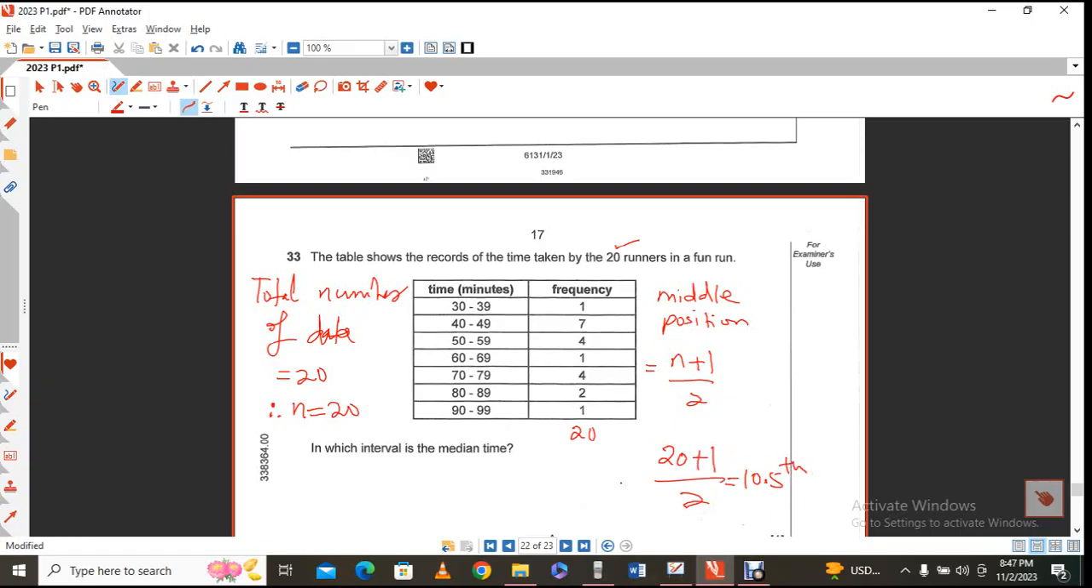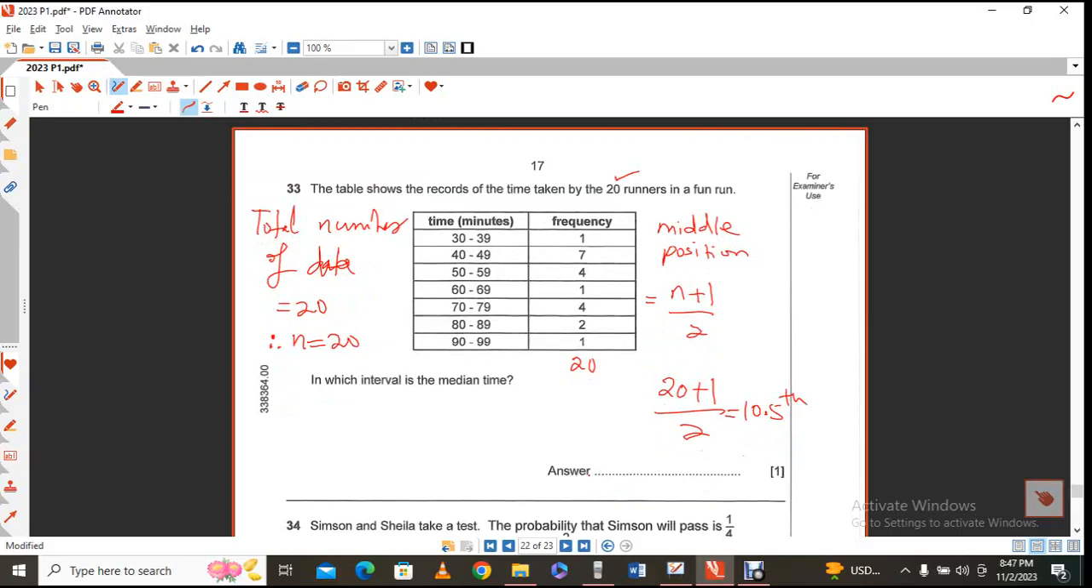So the median time, which is what we are supposed to find, is the mean of the data between the 10th and the 11th position. In the table, we will start adding the frequencies from top to bottom until we get to the 10th and 11th terms. Then we'll look at that time row, and that will be our median interval time.